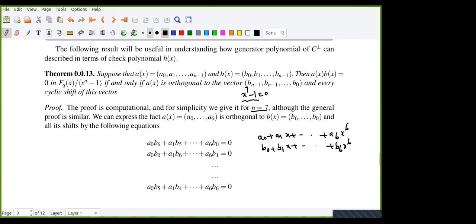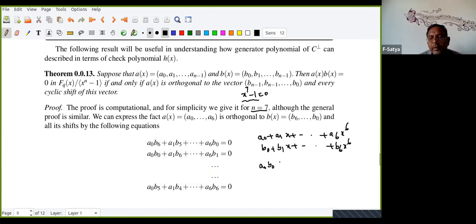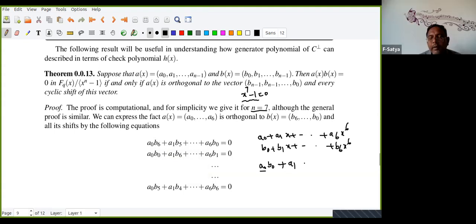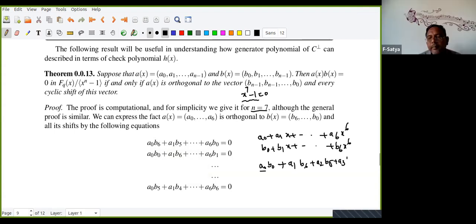Suresh, can you tell? Yes, sir. A0 B0 and A4 B3 — go slowly, go slowly. A0, you are telling A1 into something will happen. No, A1 and B5. Sorry, B6. A2 into B5, very good. A3 into B4.